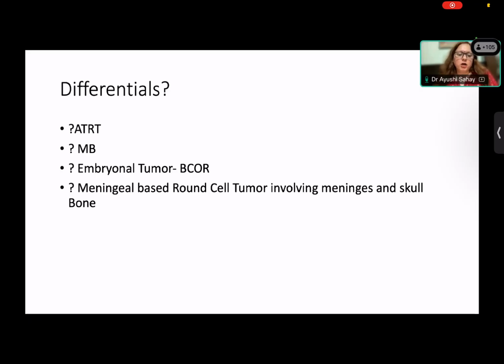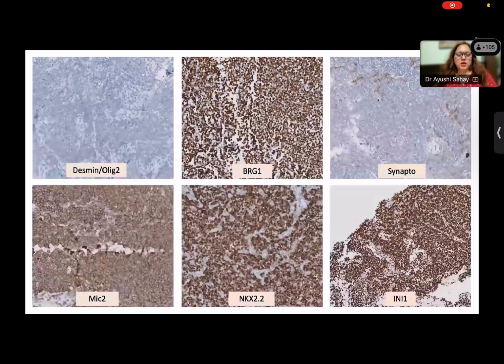So here radiology was very helpful for us to narrow down our IHC panel to the meningeal based round cell tumors. So in this, though we did put the INI1 and BRG1, we never forget that, which was quite retained, you can see. But here we did desmin to rule out, as well as OLIG2 to rule out glial, as well as the rhabdomyoblastic or rhabdomyosarcoma. The synaptophysin was patchily positive, but what was intensely positive, as you can see, was the diffuse, strong, membranous MIC2 expression, with its counterpart NKX2.2 being strongly diffusely positive in the nuclei. So Preeta, what would be your diagnosis here?